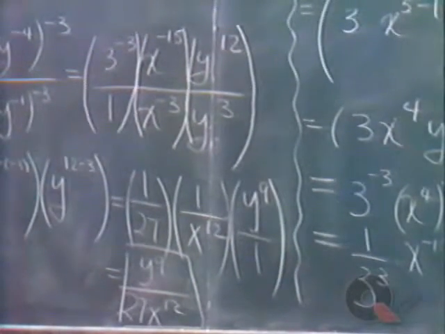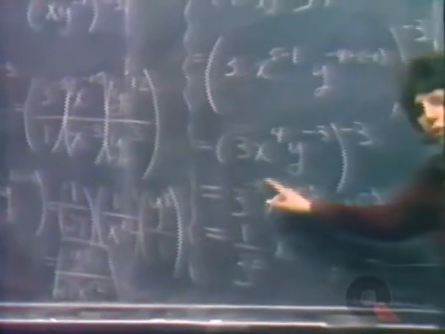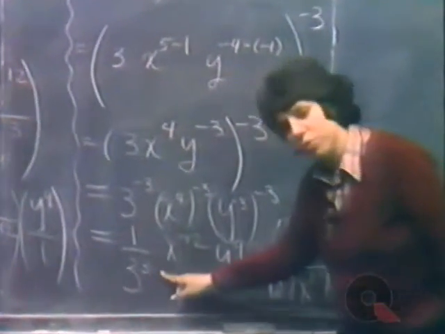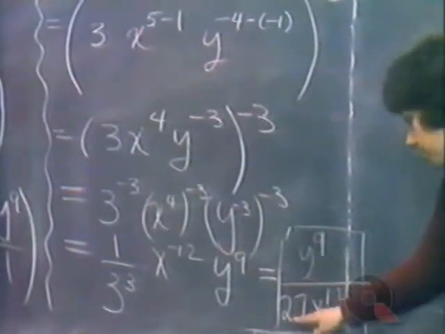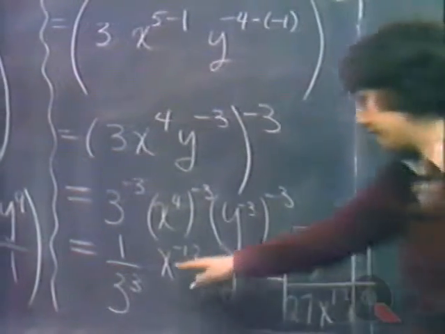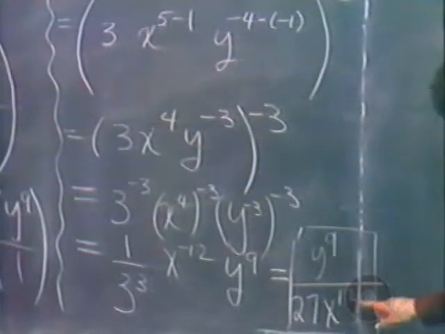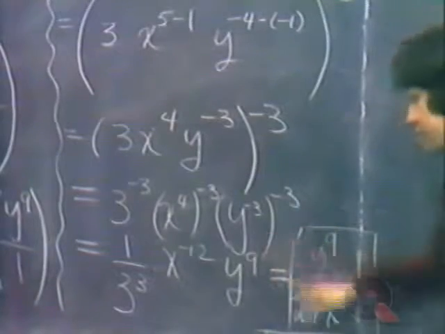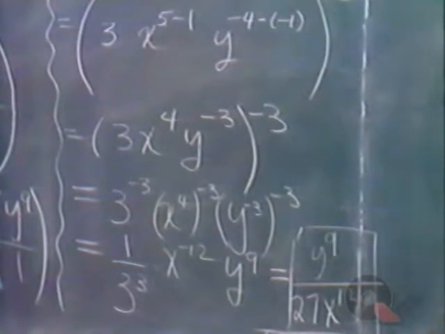Let's look at that again here. 3 to the minus 3 is 1 over 3 cubed. Okay, that gives us a 27 downstairs. X to the minus 12 is 1 over x to the 12, so that's downstairs. And the y to the 9th is the only thing that stays upstairs.